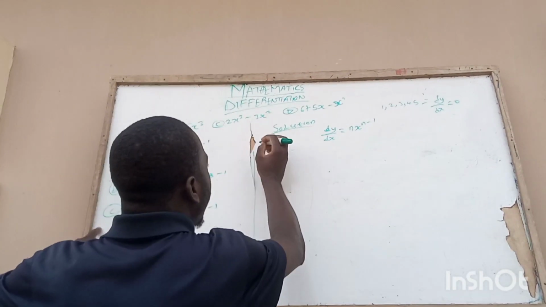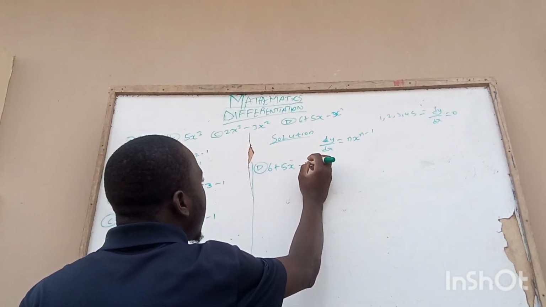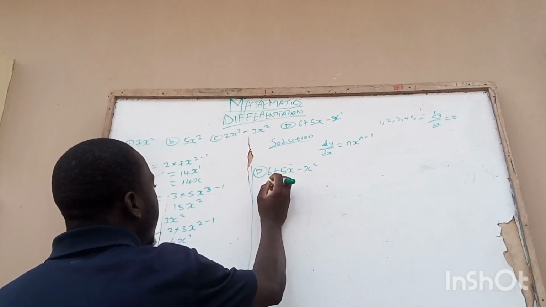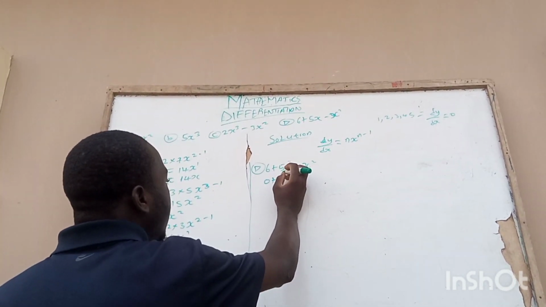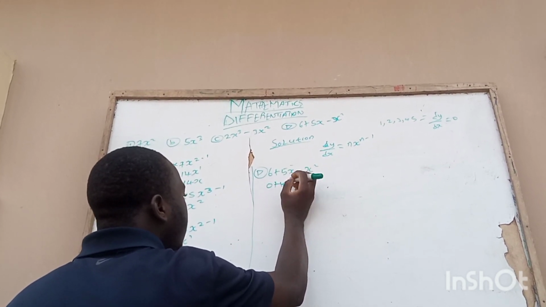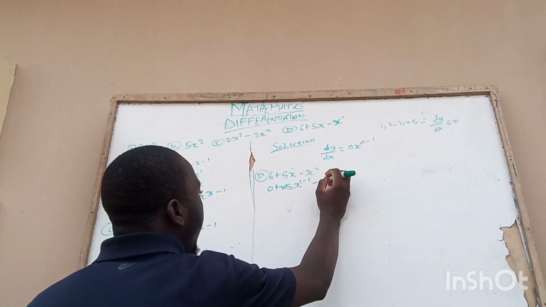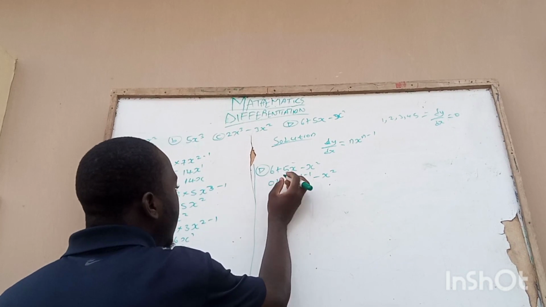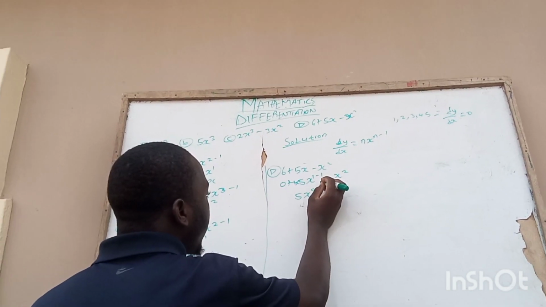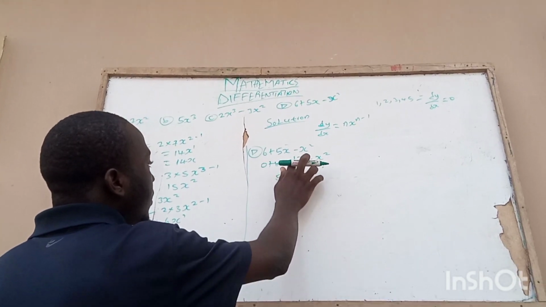And for the last question we have d, 6 plus 5x minus x squared. So we differentiate this. For any constant, dy/dx is what? 0. Plus, now for this we have 5. You know we have an invisible 1 here. So for you to differentiate, this will be 1 times 5, which is going to give us 5 times x to the power 1 minus 1, which is x to the power 0. Invisible 1 at the back of x.